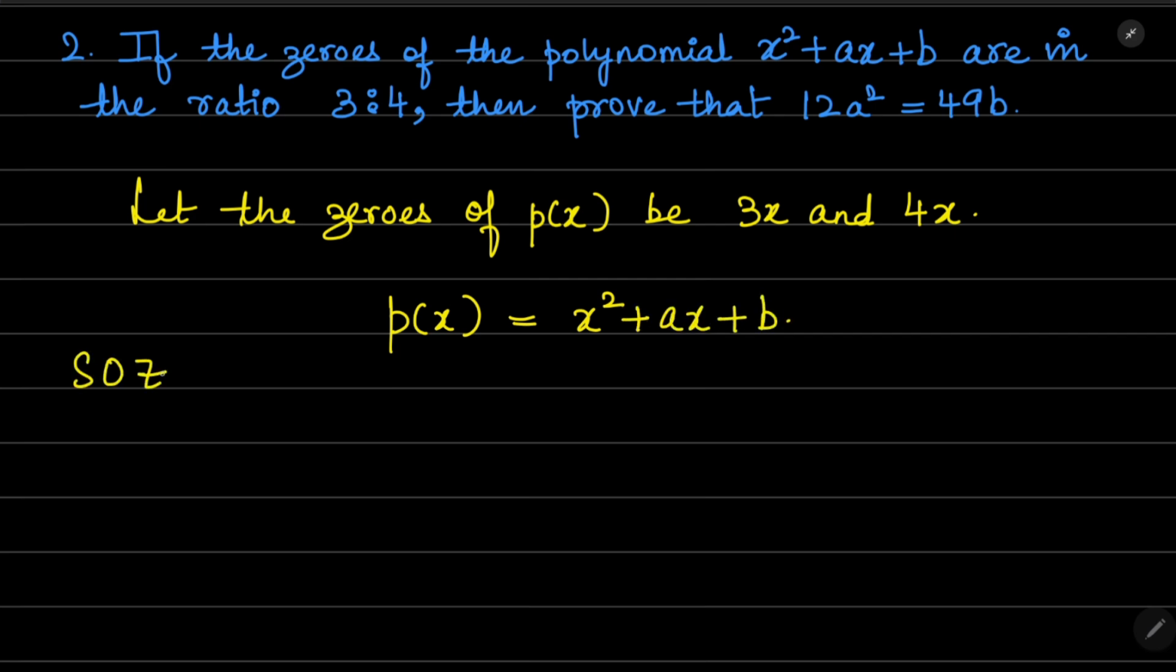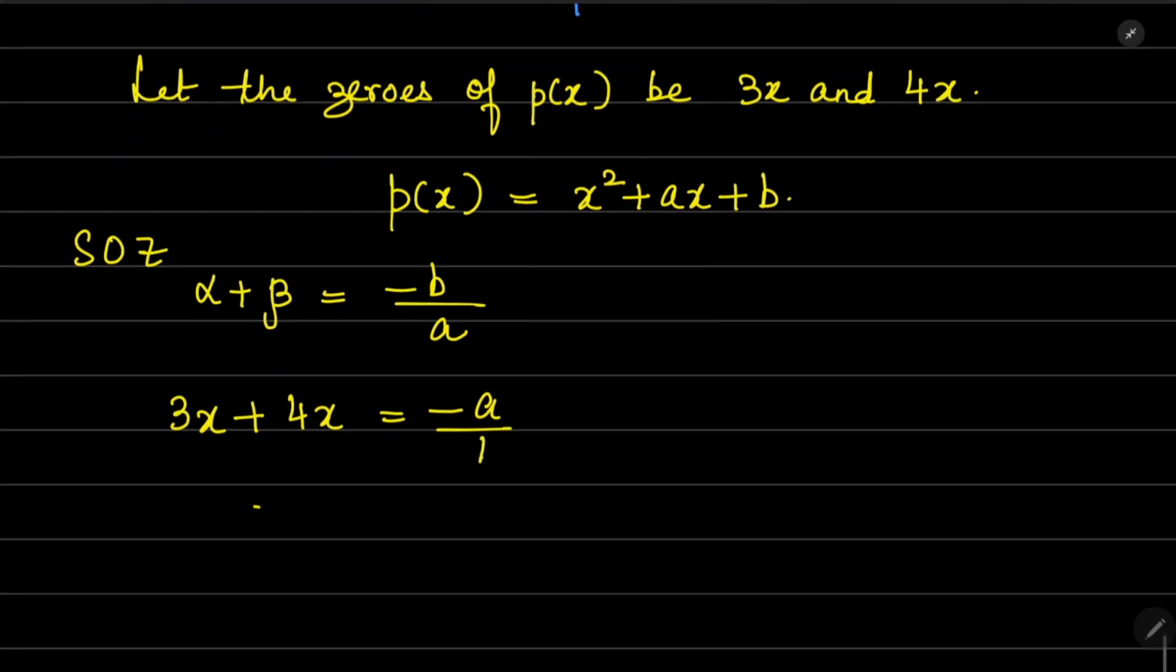So what is the sum of the zeros? Alpha plus beta, we know the formula is minus b by a. Can you add the two zeros? That is 3x plus 4x equal to minus, here b is nothing but your a. So minus a. And what is a? A is nothing but 1. So what do you get? 7x equal to minus a and x equal to minus a by 7. This is what you're getting.